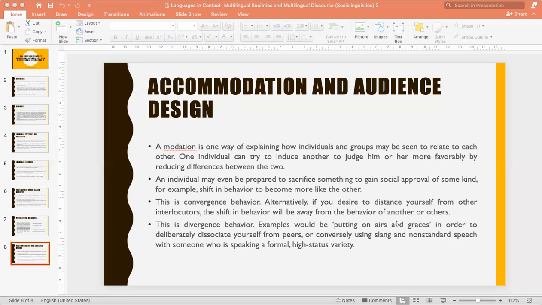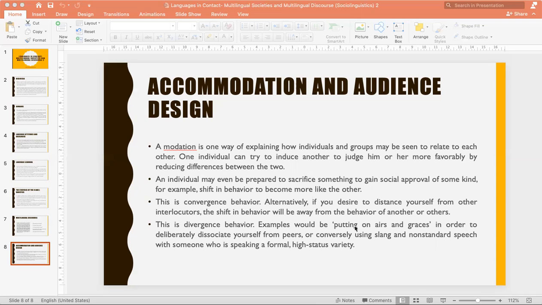Another framework which has informed current ideas about language choice is speech accommodation theory, later called communication accommodation theory. Speakers sometimes try to accommodate the expectations that others have of them when they speak, and they may do this consistently and deliberately, or be quite unaware of what they are doing. Accommodation is one way of explaining how individuals and groups may be seen to relate to each other.